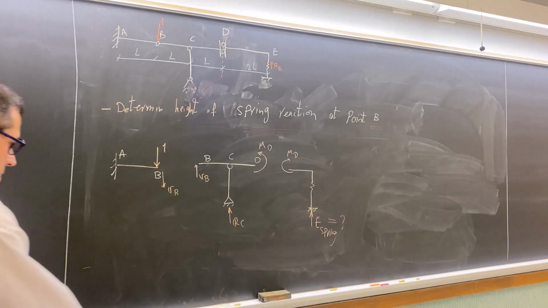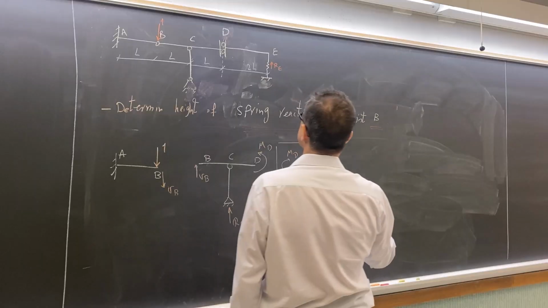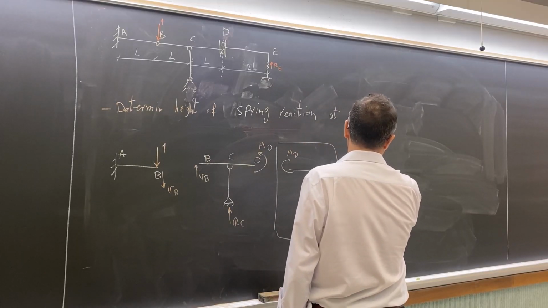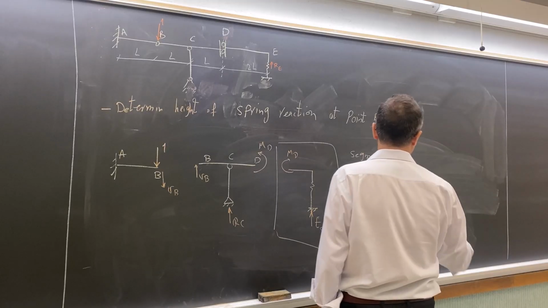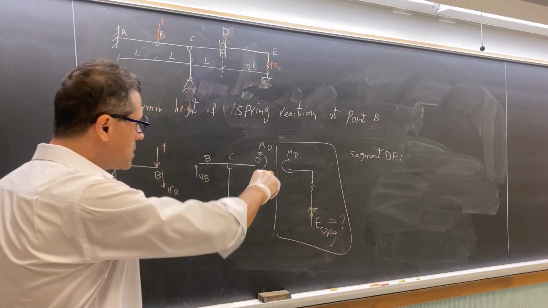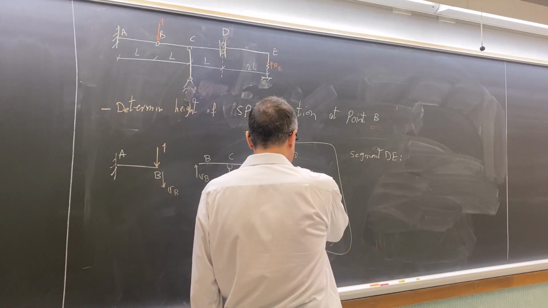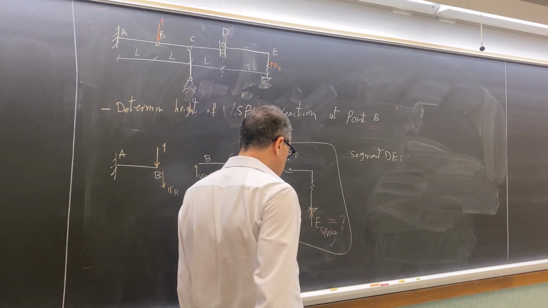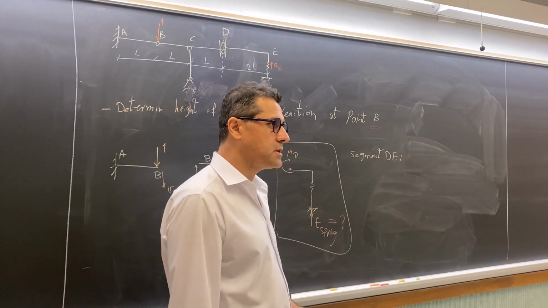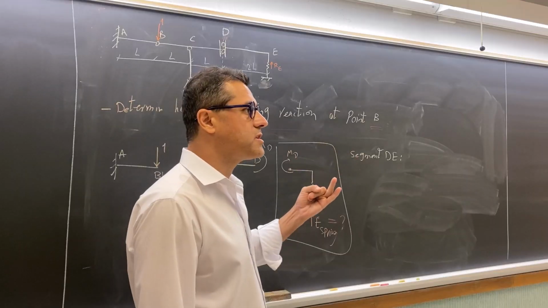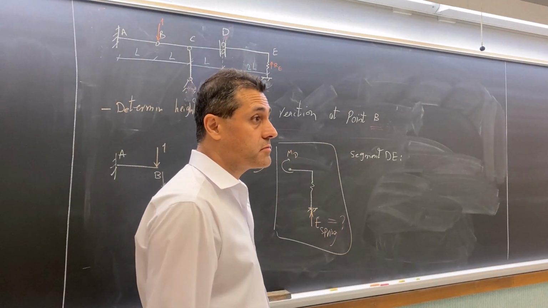I consider the last segment, which is segment DE. And I asked Clement to take a moment about something. Clement, we are going to find E for spring. We have three equations: sigma Fx, sigma Fy, sigma M. Which one would you recommend? I mean, you can use any of them.